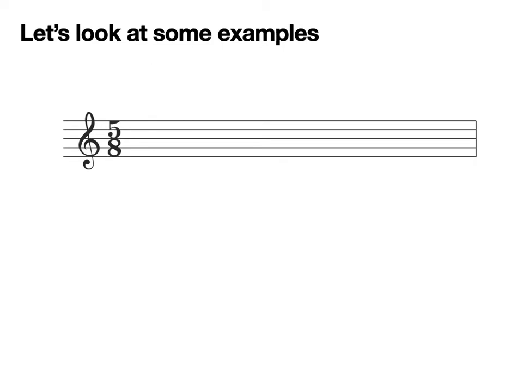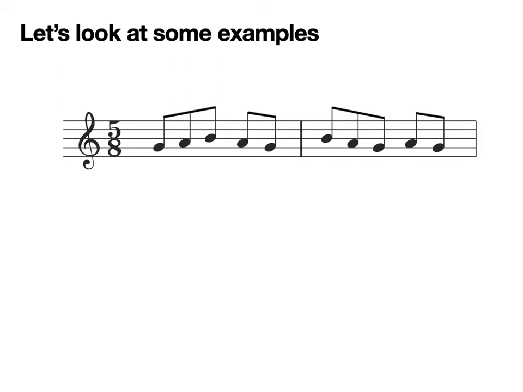Here we have a 5/8 time signature. The 5 telling us how many beats, and then the 8 telling us that these beats are quavers. So 5/8 is 5 quaver beats in a bar. Let's put in a melody. There we go, we have a 5/8 melody.